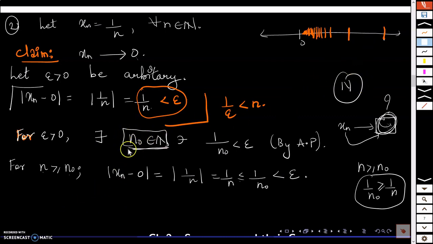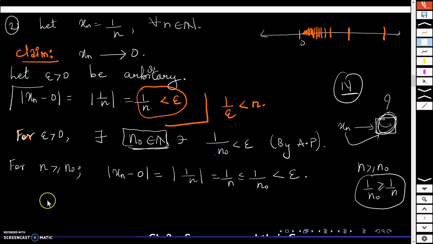You should keep on changing your notations so that given any different notation in your exam, you are able to handle it. Okay. So instead of capital N, I have used small n naught now. That is just a notation. Nothing to worry. Okay.